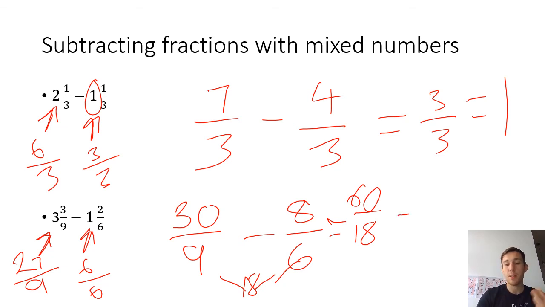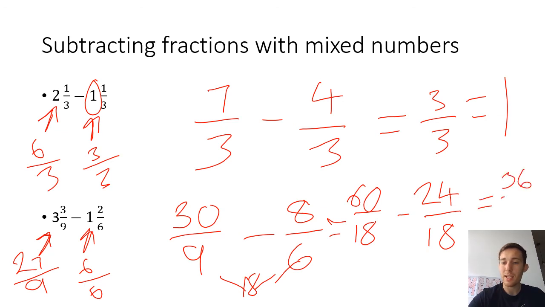So 6 multiplied by something is 18. 6 multiplied by 3 is 18. So 8 multiplied by 3, 8, 16, 24. So I'm going to do 60/18 subtract 24/18. And that, if I'm using my mental calculation, so I subtract the 20 first, which would give me 40, and then subtract the 4 is going to be 36. So that's the same as 36/18.